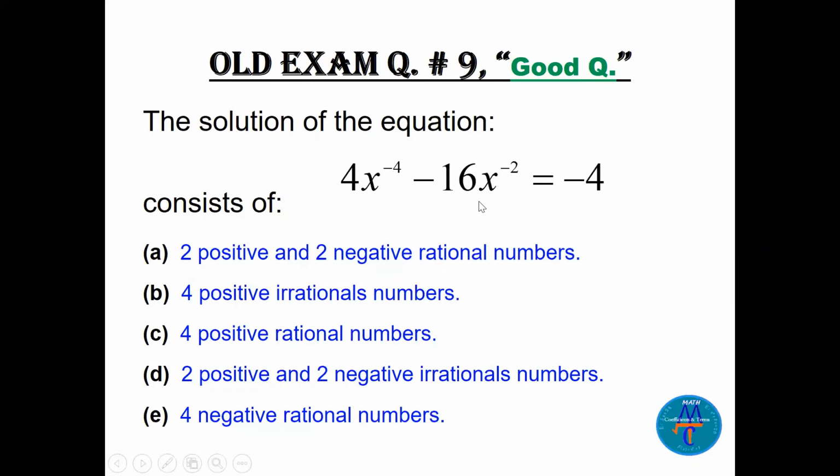Make it simple. So simply here we have to solve the equation, look at the solution, and choose which one: A, B, C, D, E. Positive, negative, rational, irrational, etc.